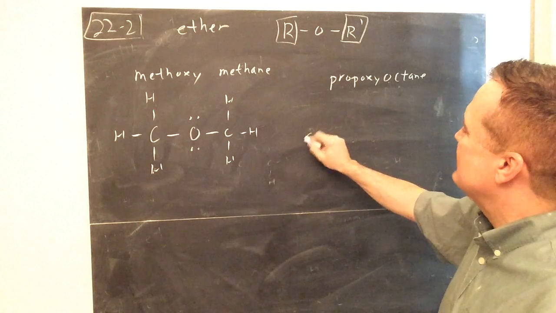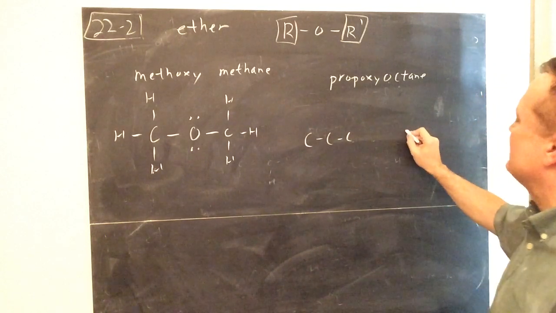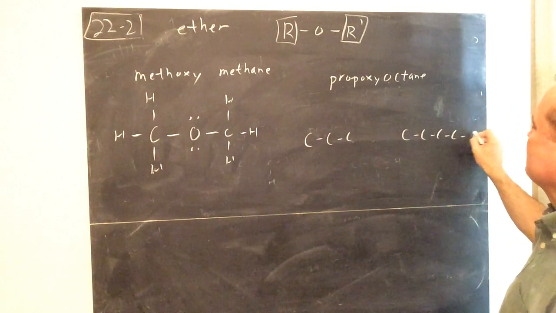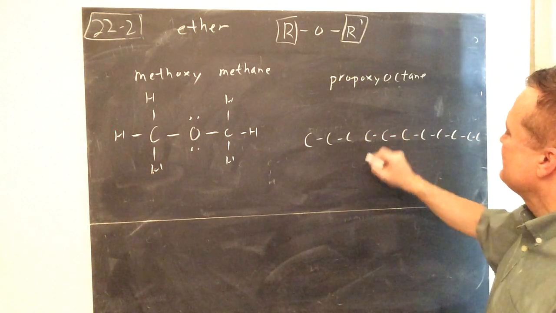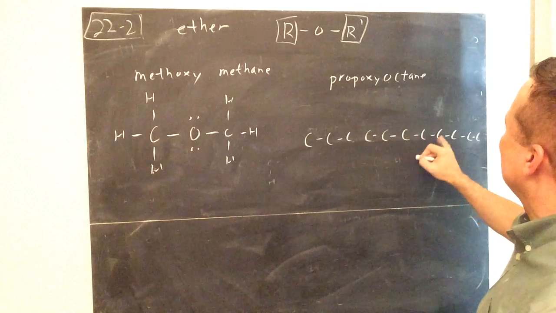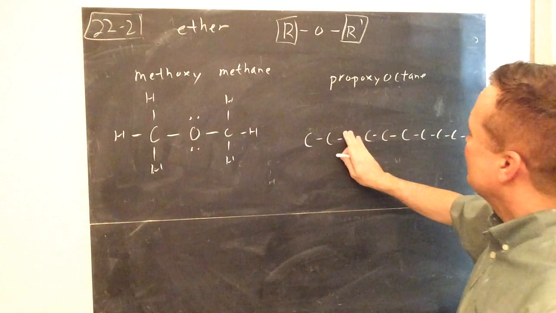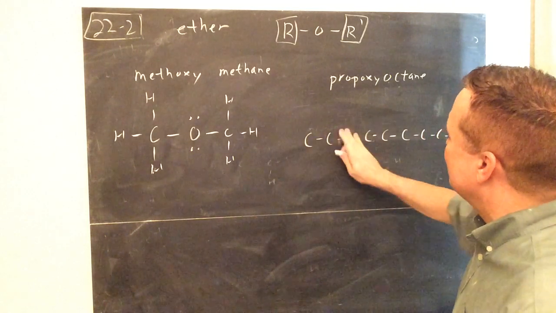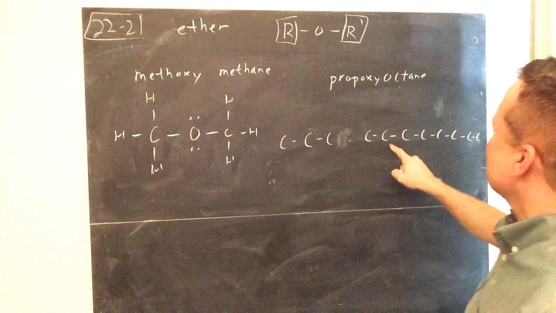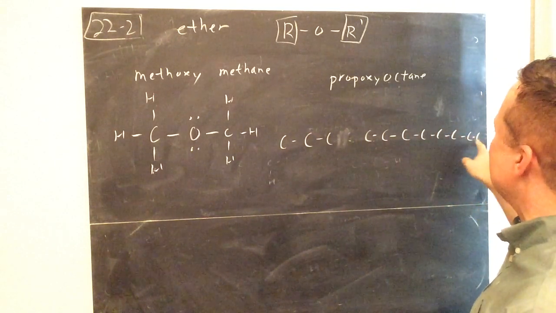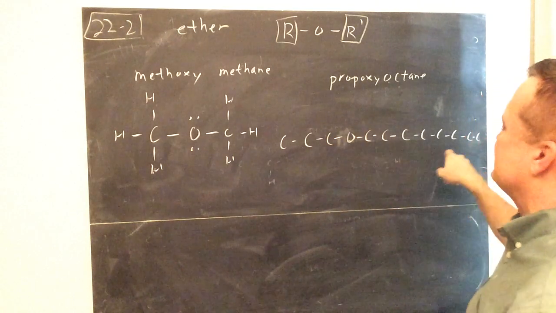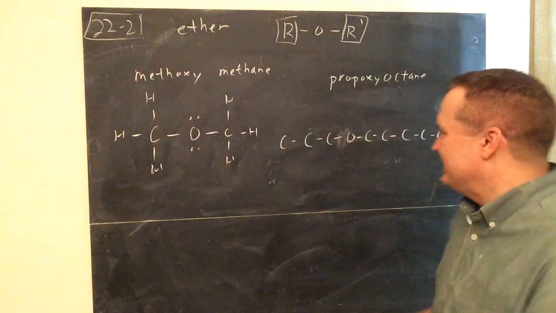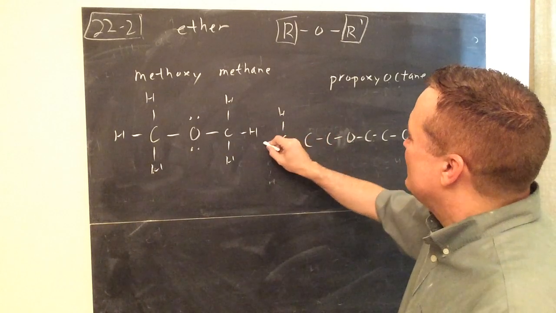So propoxyoctane. This is a lot to draw, but I guess I can do it here quickly. Oh no. It's going to be hard to do that. 1, 2, 3, 4, 5, 6, 7, 8 to fit it on the board. In fact, I'm going to have to cheat a little bit. Not really cheat, but I'll do this. Okay, so 1, 2, 3, 4, 5, 6, 7, 8 carbons, 3 carbons, propane, oxyoctane. So propoxyoctane. There it is. And then just put H's on all of these.